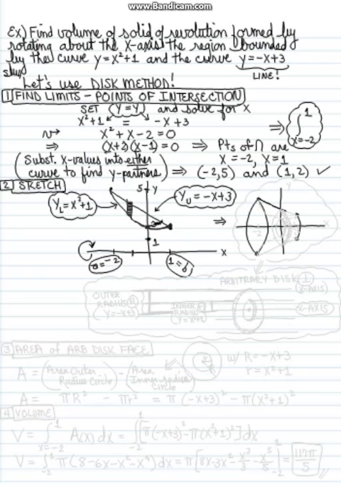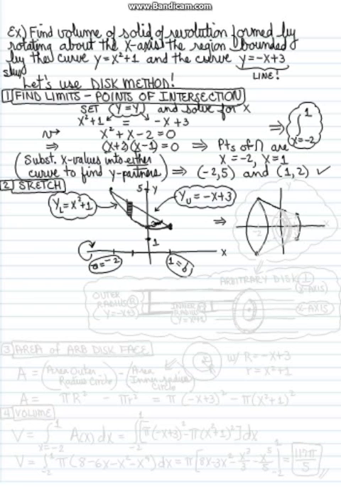Here we're going to find the volume of the solid of revolution formed by rotating about the x-axis the region bounded by the curve y equals x squared plus 1 and the curve y equals negative x plus 3, which happens to be a line. We're going to use the disk method.